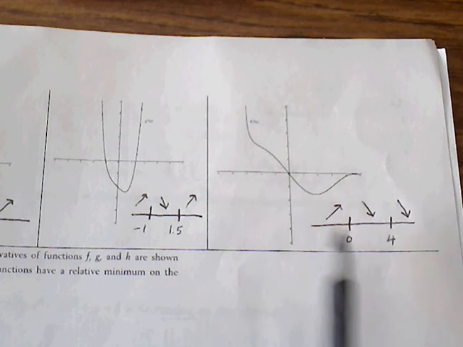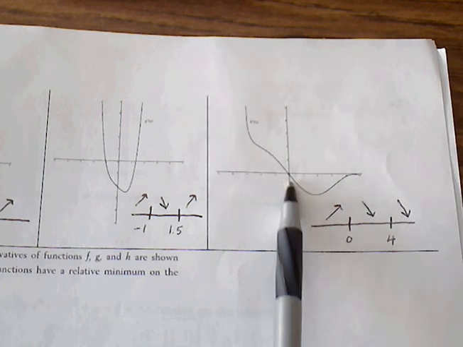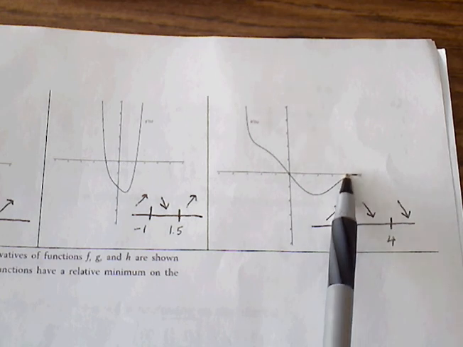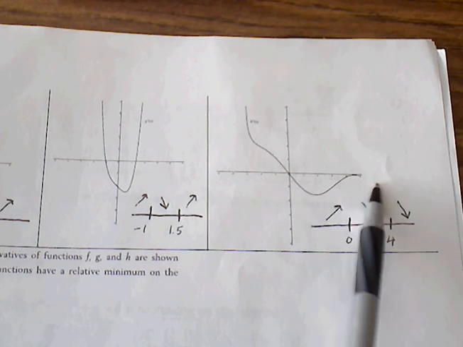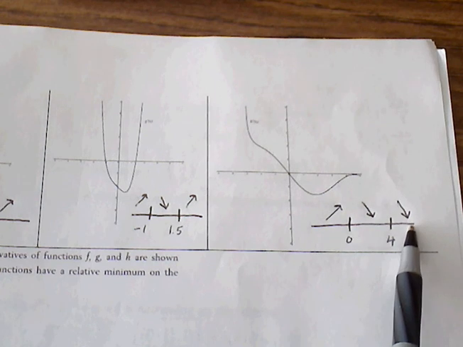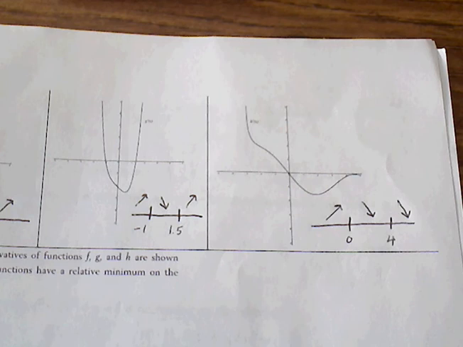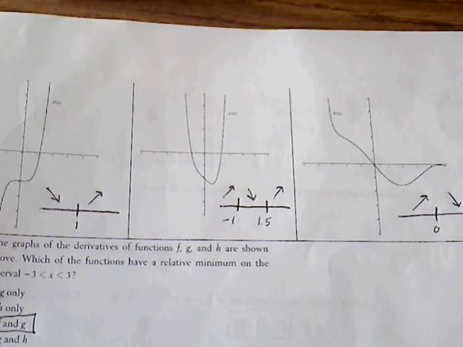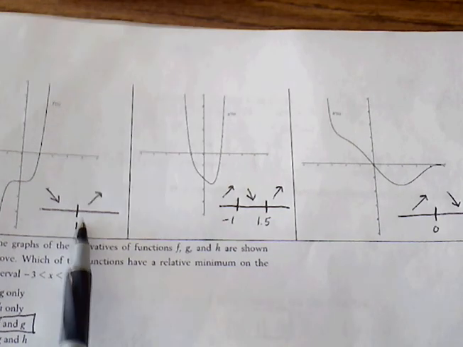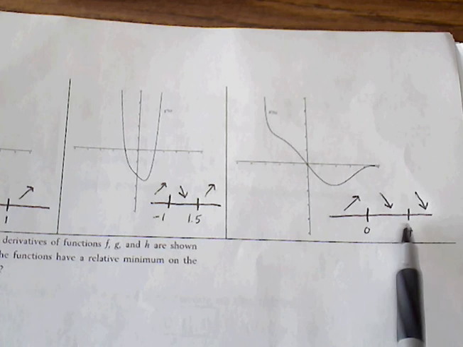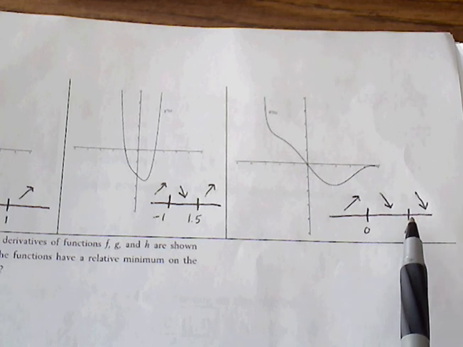Above the x-axis, so positive slope. Below the x-axis, negative slope. And then to the right of 4, even though it hits the x-axis, it's going to go back down in the negative region. So again, we have negative slope after 4, to the right of 4. So by looking at these three sign lines, we see there's a relative min here. So for f, there's a relative min here at 1.5. However, we don't see a relative min for this.